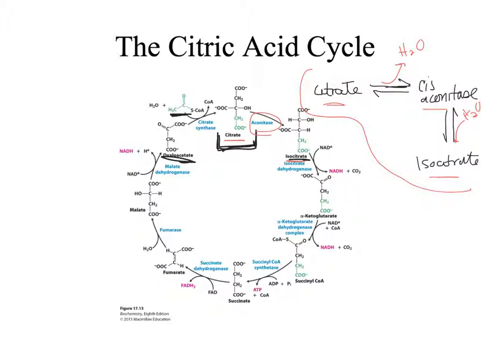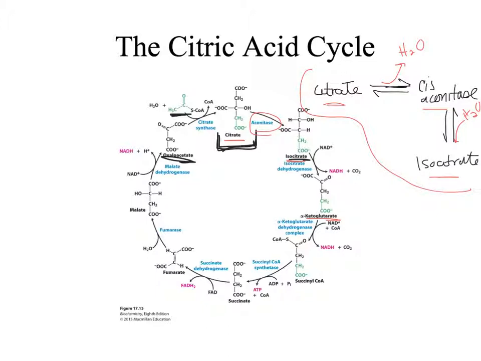After this step occurs, we have the first of 4 oxidation-reduction reactions. So the isocitrate will be oxidatively decarboxylated, and it's going to be done so using the enzyme isocitrate dehydrogenase, and that's going to form an intermediate, which is called oxalosuccinate. This is an unstable substance, and so it's going to be almost immediately converted to this alpha-ketoglutarate.